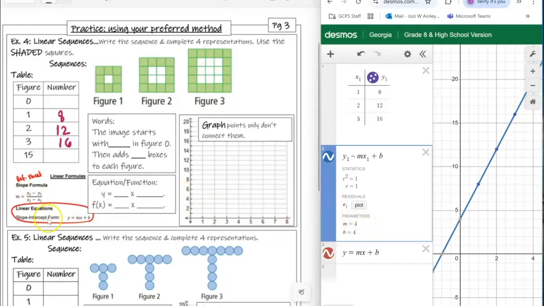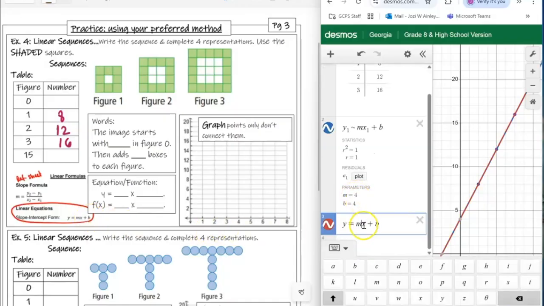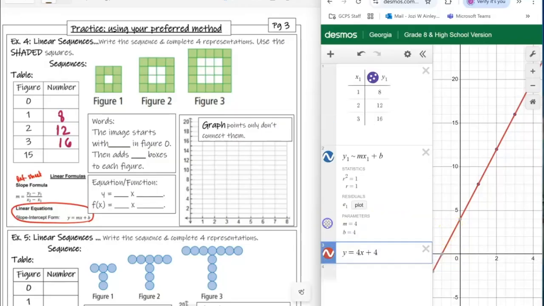Remember, I have y equals mx plus b already, where m is the slope, b is the y-intercept. So I can go ahead and replace m is equal to 4, and b is also equal to 4. And again, if this was -4, I would put -4. So this is my equation. And look at that, my red line has gone over my blue line perfectly. So therefore, this is my equation.